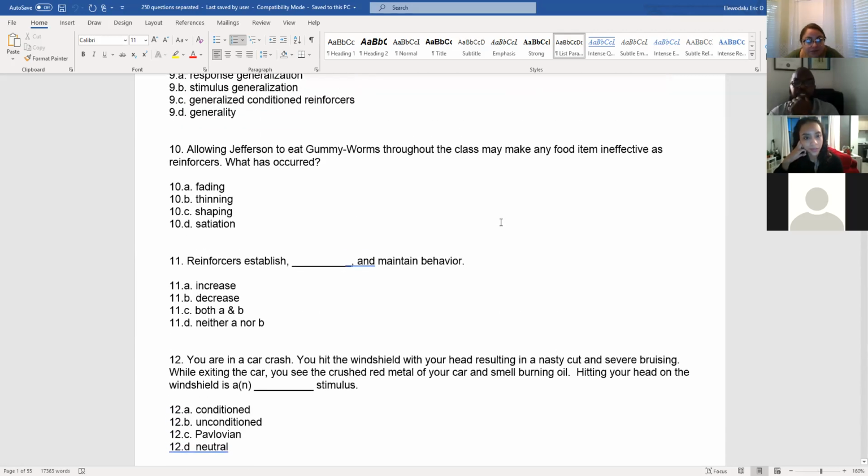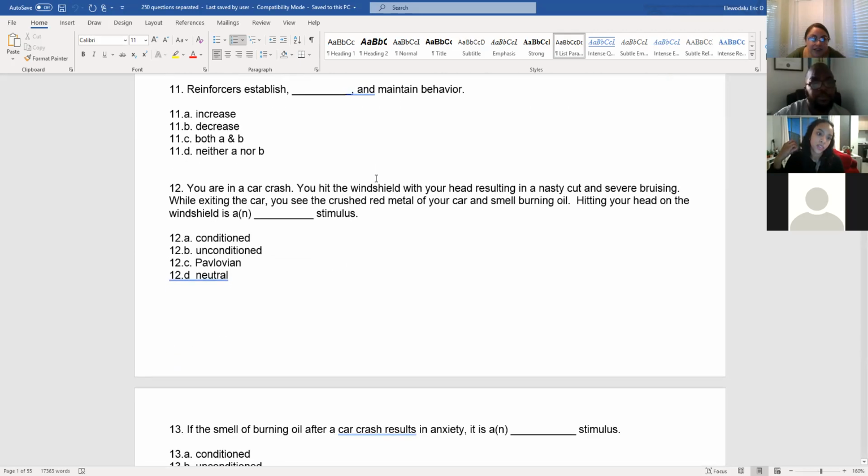Allowing Jefferson to eat gummy worms throughout the class may make any food item ineffective as a reinforcer. What has occurred? Satiation. Reinforcers establish and maintain behaviors. Increase. Yep.